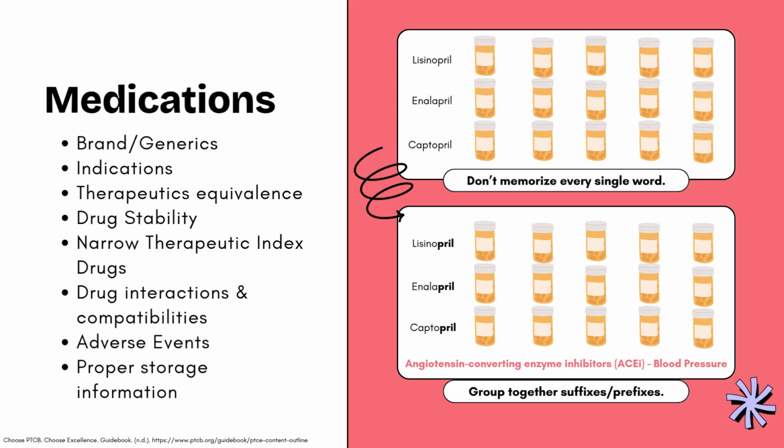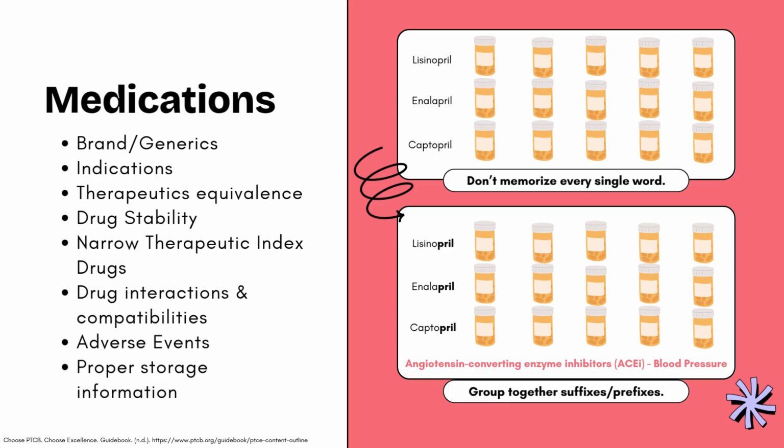The first knowledge domain is medications. Each bullet point indicates the information that technicians will be held responsible for knowing. This is the largest portion of the exam. One mistake I see technicians making is trying to memorize each and every word. For example, on the right side, you will see lisinopril, enalapril, captopril listed out.